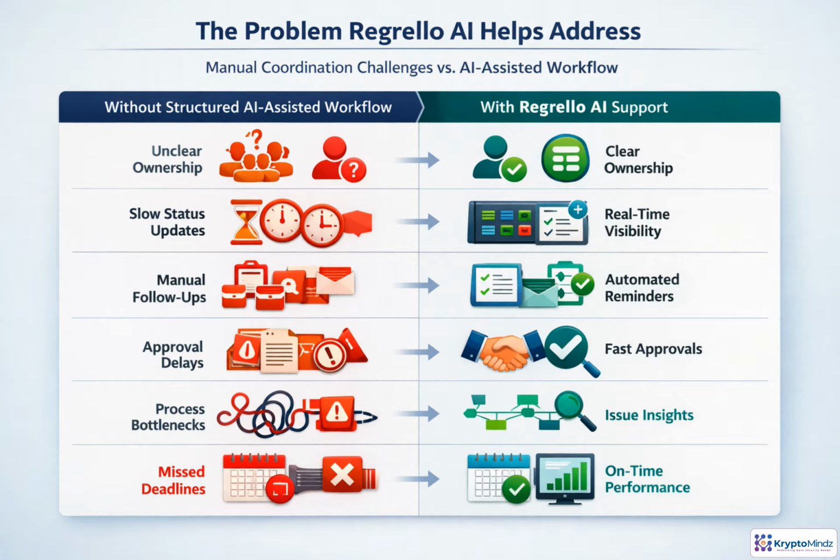Regrello AI is most valuable when important work depends on many people, handoffs, approvals, and deadlines. In manual workflows, the problem is not just effort. It is ambiguity. Who owns the next step? Has the approval happened? What is blocking progress? Those questions create follow-up loops and missed commitments. With AI-supported workflows, the process becomes more structured and observable. Owners are clearer, reminders are automatic, status is easier to see, and bottlenecks can be identified before they become delays or compliance risks.